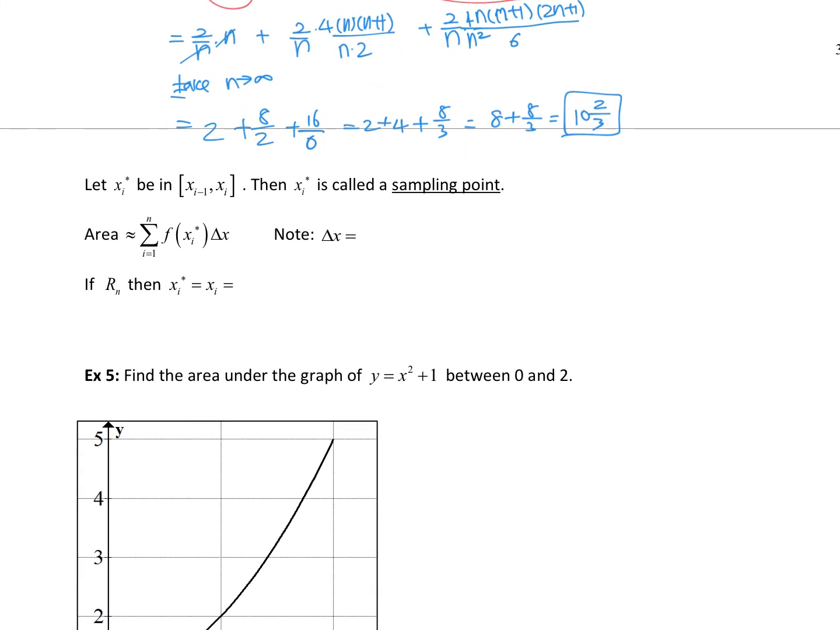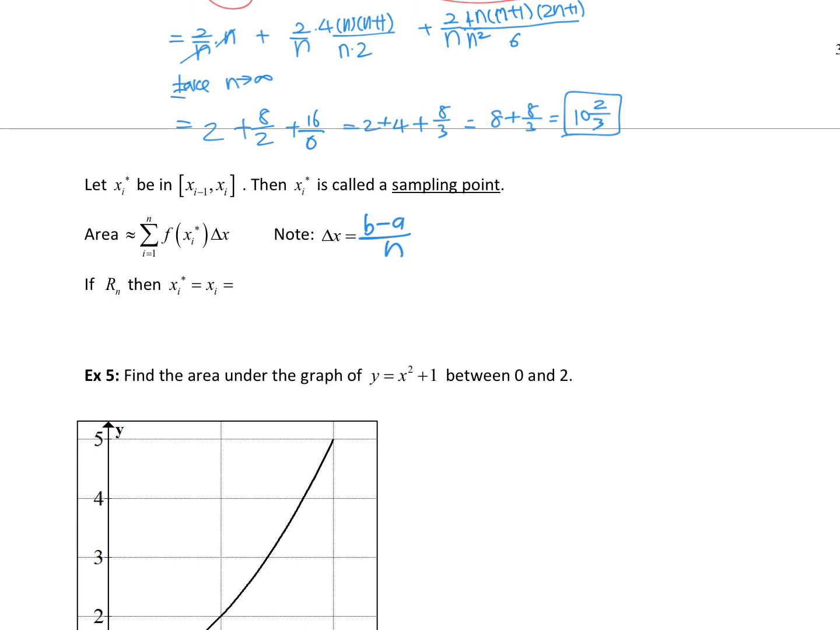So basically, this is the formula we talked about: sigma i from 1 to n of f of x i star. Before, we used the right endpoint, but they say you can put any point you want. So this is still the same. If it's Rn, then it's the right endpoint. That's what it says.